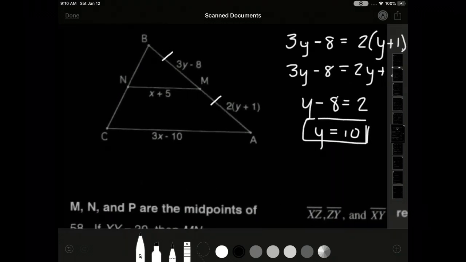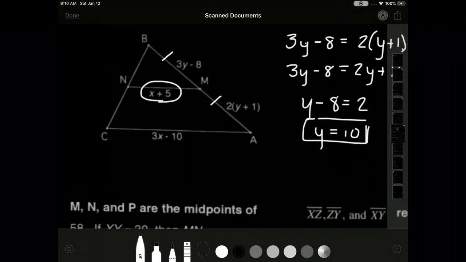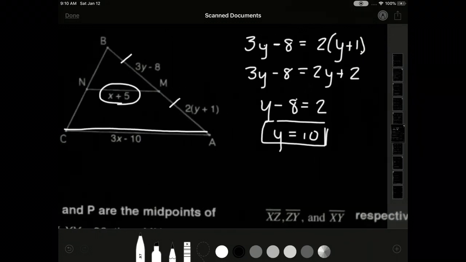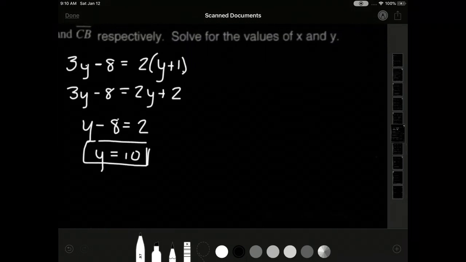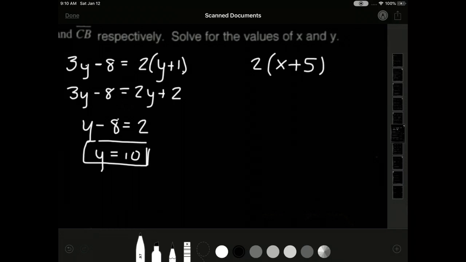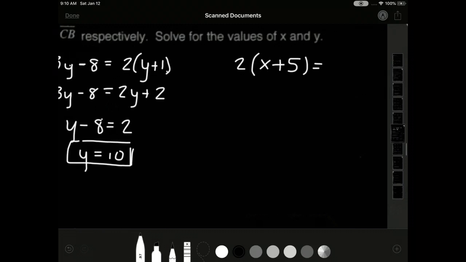For the x's, if you have a mid-segment in your triangle, then that mid-segment is half the size of that third side. So x plus 5, we can multiply by 2 and set it equal to 3x minus 10. So what we can do here is 2 times x plus 5 and set it equal to 3x minus 10.